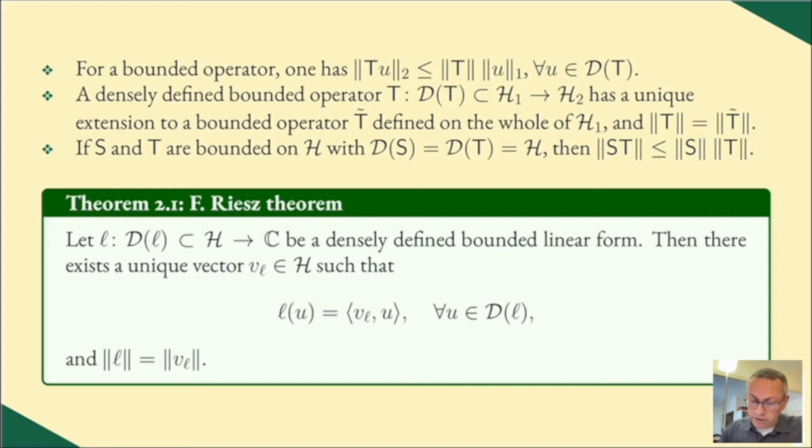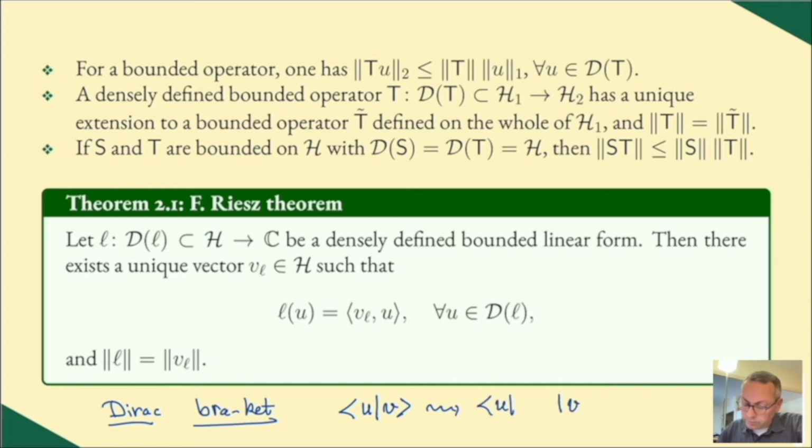This theorem, in fact, means that for those of you who have heard about the Dirac notation, the Dirac bracket notation, well, you just write the scalar product, not that way, but you put a bar here, and you split it in two parts. So this is called a bra, and this is a ket.